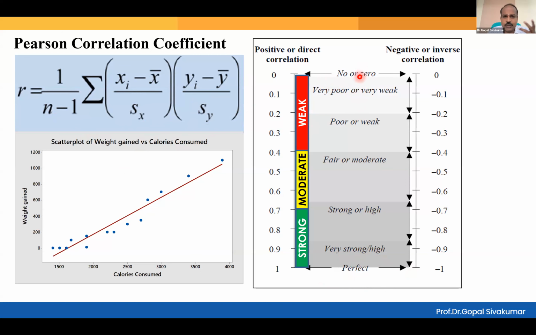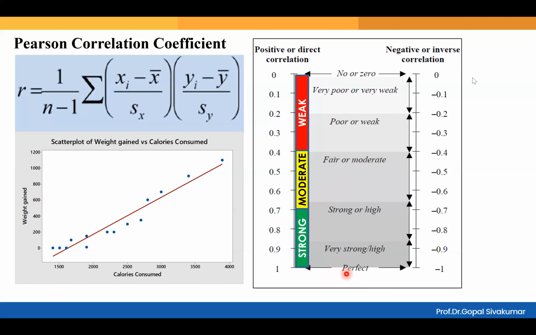Whenever there is no relationship, r will become 0. That is how the formula is designed. Now, 0 to plus 1 is positive correlation. 0 to minus 1 is negative correlation. Up to 0.4, we call it weak. 0.4 to 0.7, we call it moderate. 0.7 to 1, we call it strong. Exactly 1 means we call it perfect.